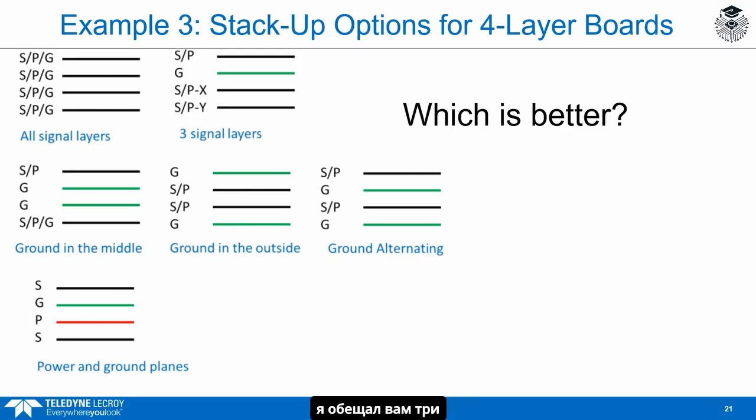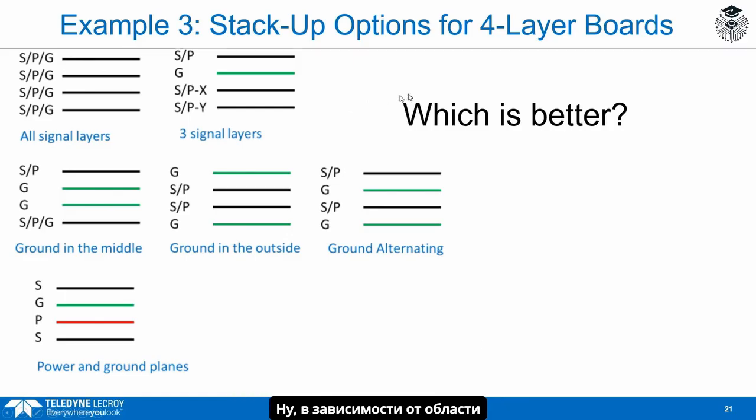And now I promised you 3 examples. The third example we're going to look at is when we do a 4-layer board and signals can change the return planes. And so I've got examples here. This is taken from my textbook. I've got examples here of the stack up for a 4-layer board. These are different stack ups. Which one should you use?